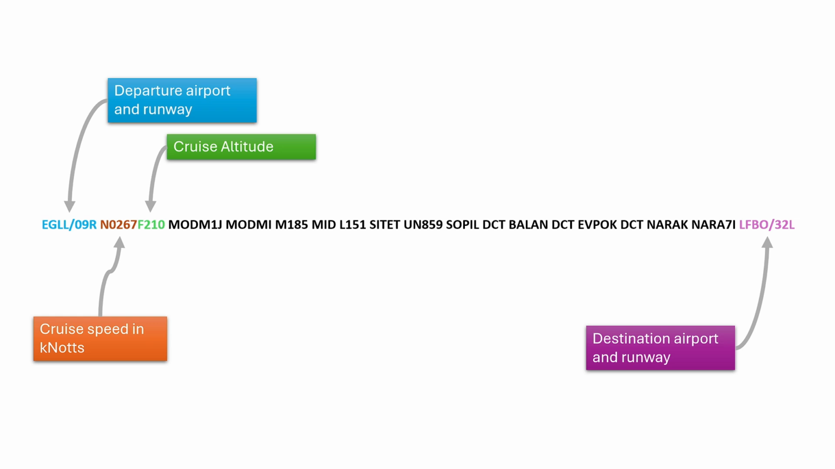The aircraft that I generated this flight plan with is the ATR. Obviously, if you were in a bigger airliner, you would probably be going at a faster cruise speed and probably a little higher. So this has been generated with that specific aircraft in mind.